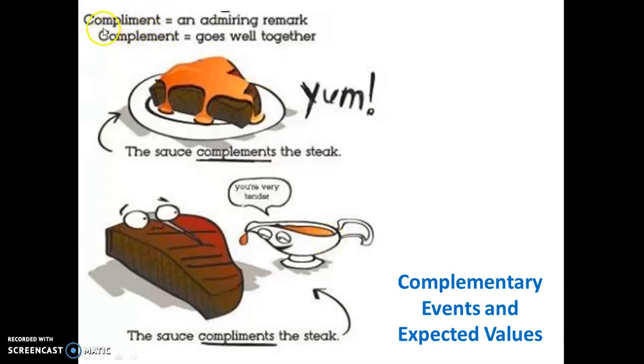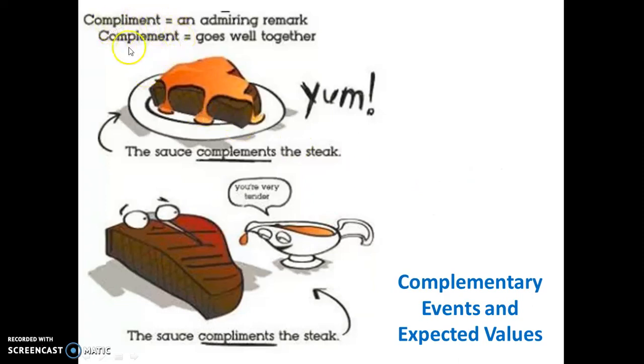Notice here we have complement, spelled with an I, is an admiring remark, but complement, spelled with an E, means something that goes well together. For example, here the sauce complements with an E the steak, because the sauce goes well with the steak, whereas here the sauce complements with an I the steak and says, hey, you're very tender. All right, so make sure you know the difference there.